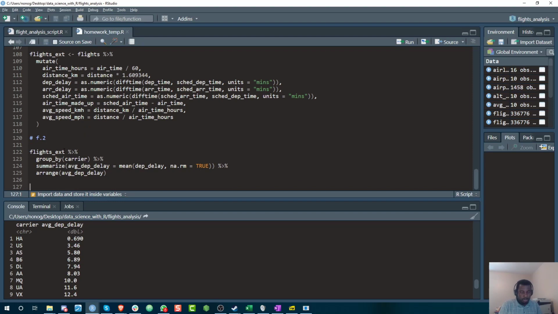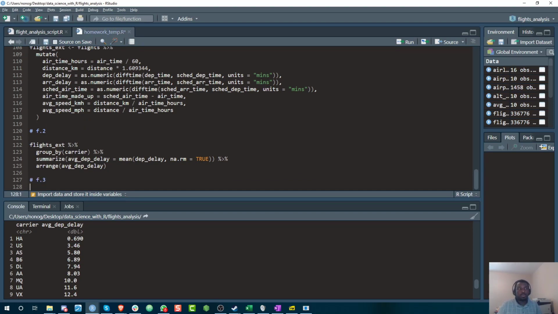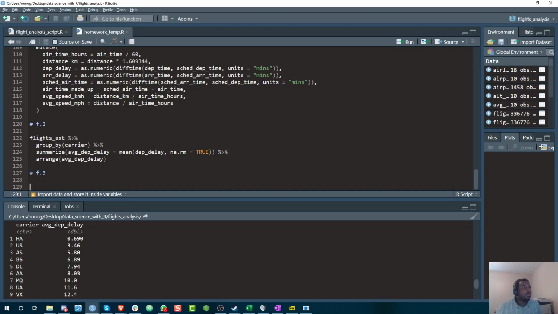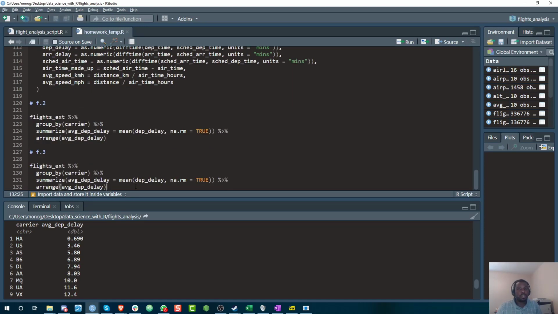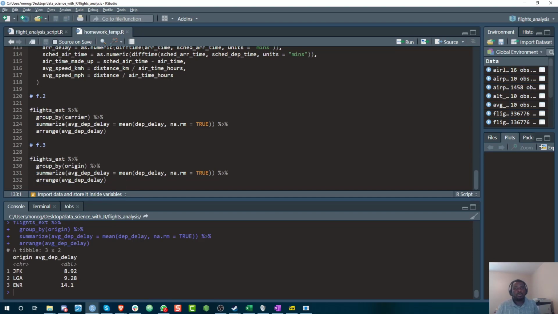Okay, let's do F3. Now we want to find out the most efficient airports. Compute the average departure delay for each airport of origin. Which airport on average is the most efficient? So basically you can copy and paste this code and change the grouping variable. So you still want average departure delay, but you want it for each airport of origin, right?